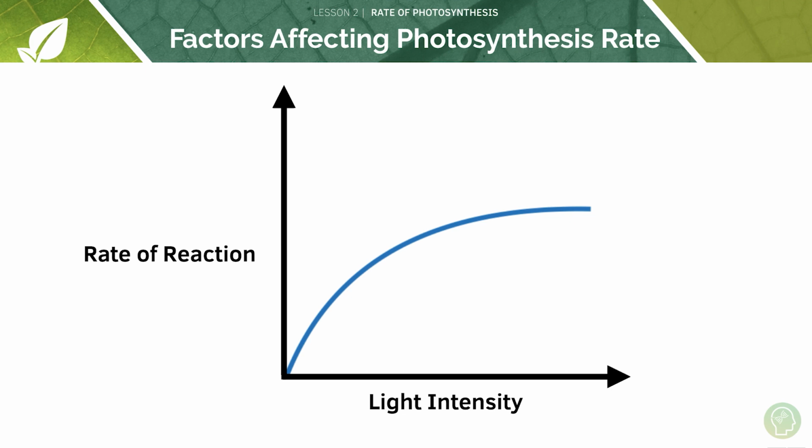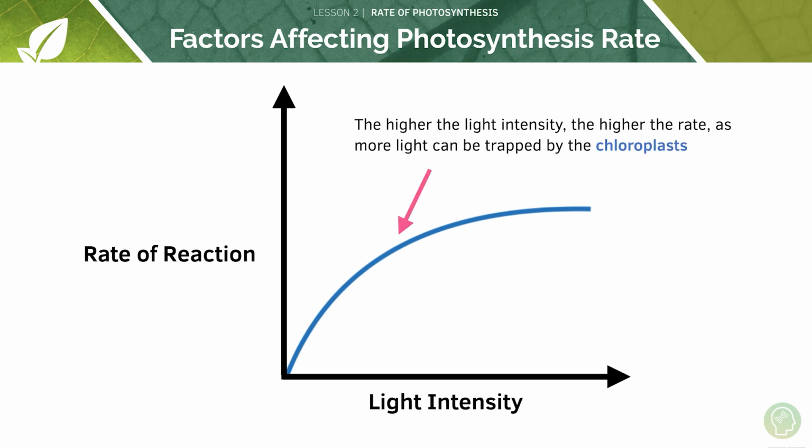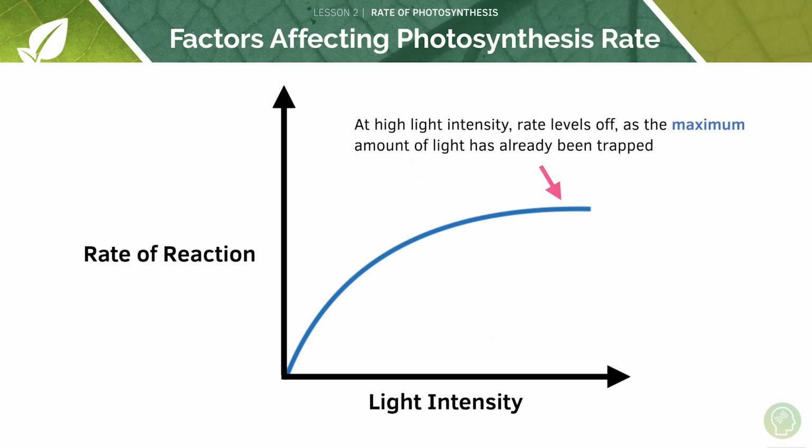We can now move on to what the graph is telling us. Well, as we get an increase in light intensity, we're getting an increase in the rate of reaction, up to a certain point again, so we can see the curve begins to plateau. So analysing this in the same way as we did with carbon dioxide, we're saying the higher the light intensity, the higher the rate of reaction. And why does this happen? Well, it's because more light at higher intensities can be trapped by the chloroplasts. And at high light intensity, the rate of reaction levels off, so it plateaus again. And that's because the maximum amount of light has already been trapped. We can't physically trap any more light, and so something else is now limiting.